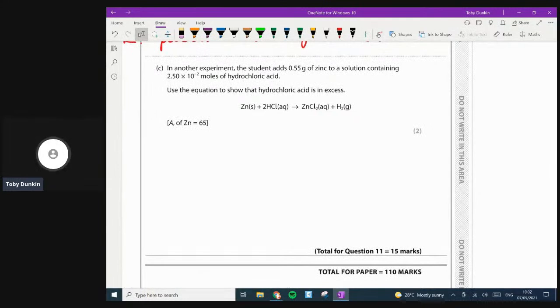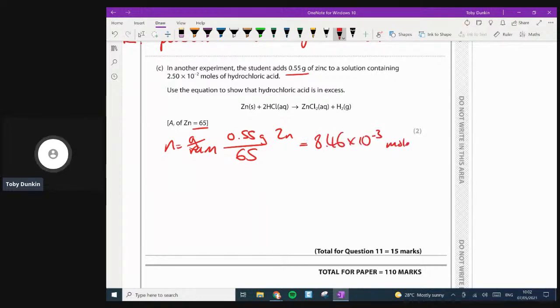In another experiment, the student adds 0.55 grams of zinc to a solution containing this many moles of acid. Use the equation to show that the acid is in excess. So, number of moles is grams over Mr. I've got 0.55 grams of zinc. They've given us the Mr. What's the point in the periodic table? Totally pointless. Why do they do that? Drives me absolutely nuts. Wasting my time. Number of moles is 8.46 times 10 to the minus 3 moles of zinc.